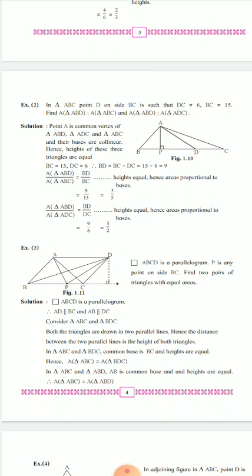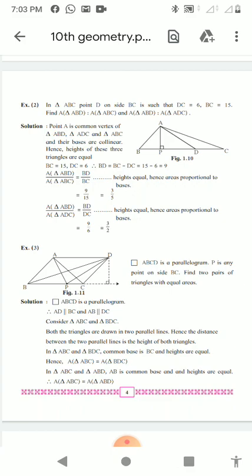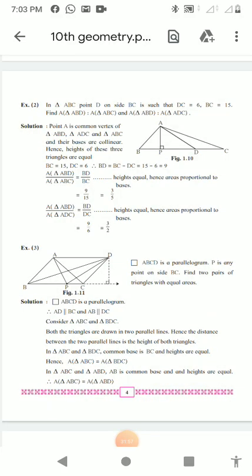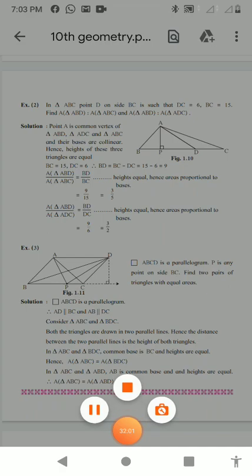So these are the two pairs of triangles with equal areas. The first pair is triangle ABC and triangle BDC, and the second pair is triangle ABC and triangle ABD, where triangle ABC is common to both pairs. In this way you can use these properties and solve the problems. We will see the remaining problems and content from this chapter in the next session. Okay, thank you.